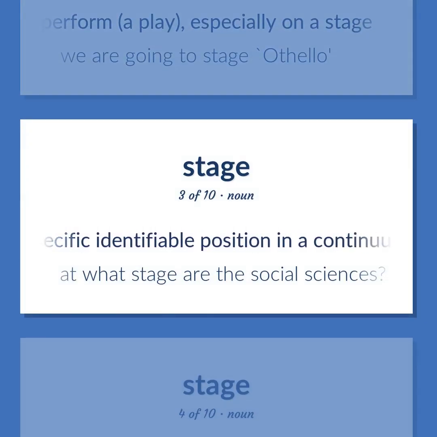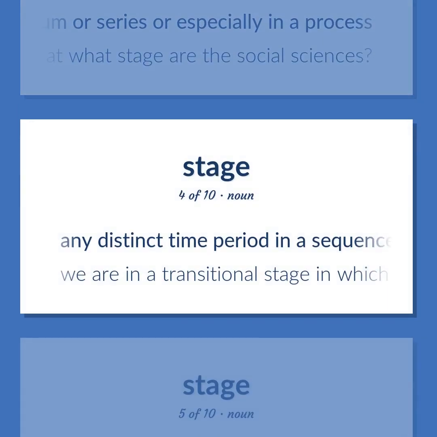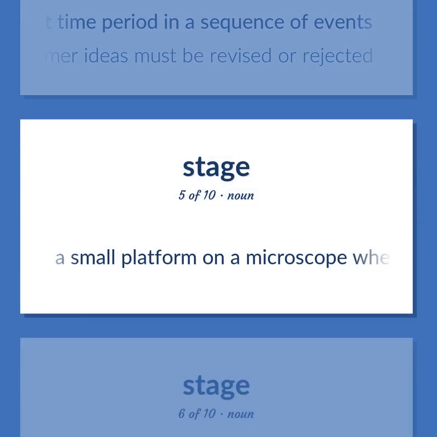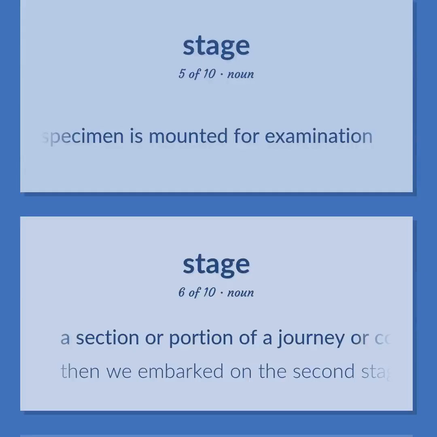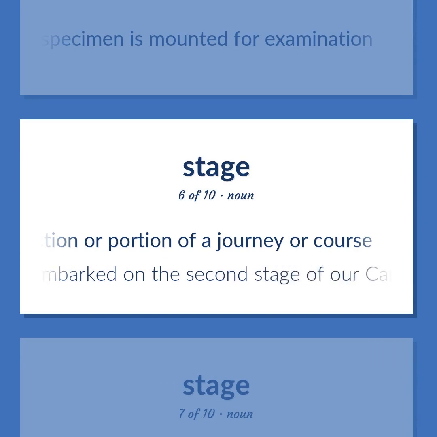A specific identifiable position in a continuum or series or especially in a process. At what stage are the social sciences? Any distinct time period in a sequence of events. We are in a transitional stage in which many former ideas must be revised or rejected. A small platform on a microscope where the specimen is mounted for examination. A section or portion of a journey or course. Then we embarked on the second stage of our Caribbean cruise.